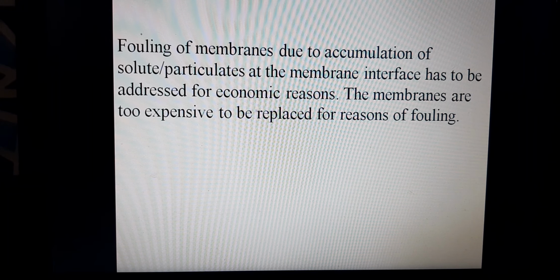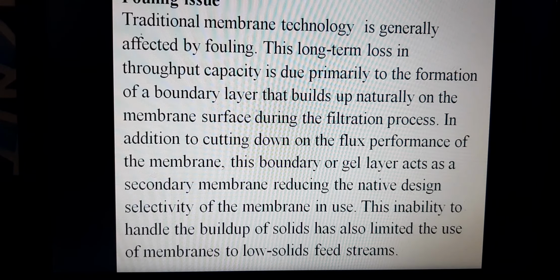The membranes are too expensive to replace because of fouling, and as we know, the cost of the membrane is very high, so it is very difficult to replace immediately. If we can't replace them immediately, then the chances of fouling formation increase, which can create a problem in the treatment also.